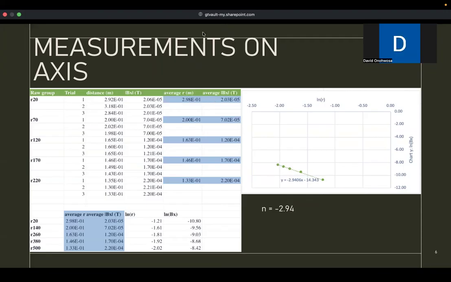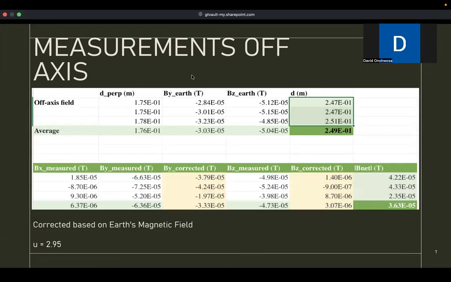And here is the table of the measurements for that, and then the graph of our linearization. And this is where the n value comes from. And then here's the off-axis data. And the corrected values were calculated based on the Earth's magnetic field. And the mu that I solved for was 2.95, or dipole moment.